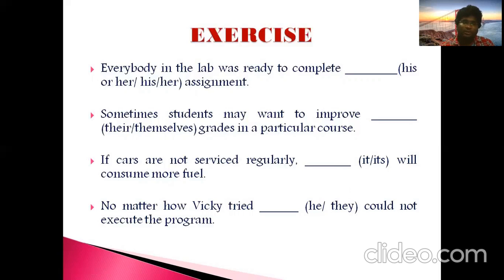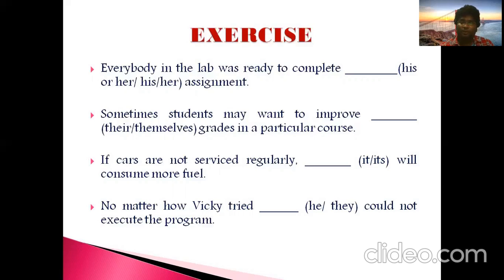And the last one is here. No matter how Wiki tried, dash could not execute the program. So no matter how Wiki tried, they could not execute the program. Is that the answer you are going to pick? Or are you going to pick no matter how Wiki tried, he could not execute the program?